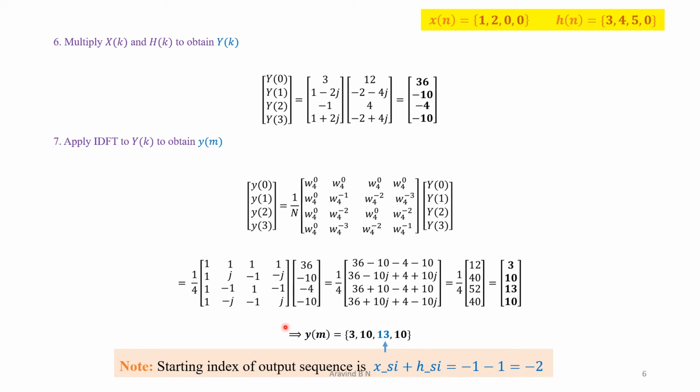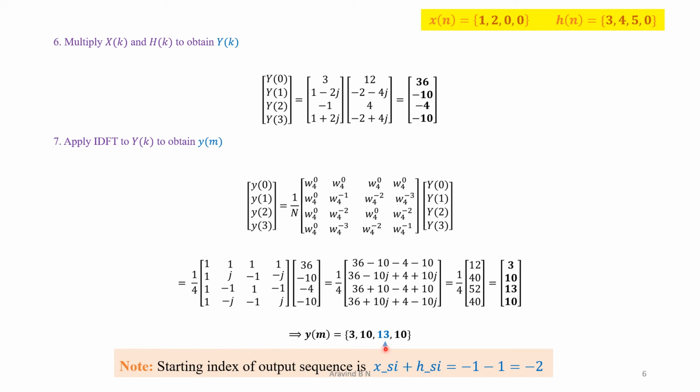So once we got the answer at this stage, then we need to identify which is the origin. So for that, we are going to identify the position of the first element by using this formula, that is x underscore si plus h underscore si. That will be equal to, with respect to this particular problem, x underscore si is minus 1, h underscore si is minus 1. So adding these two, we get minus 2. Therefore, position of the very first element in y of m is equal to minus 2. So this is minus 2, minus 1 and this is 0. Therefore, this is the origin.